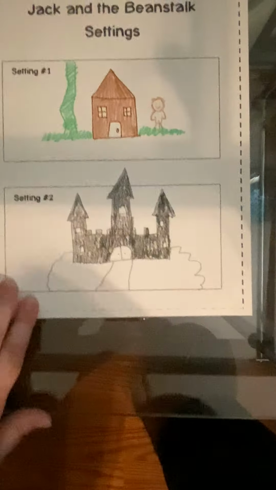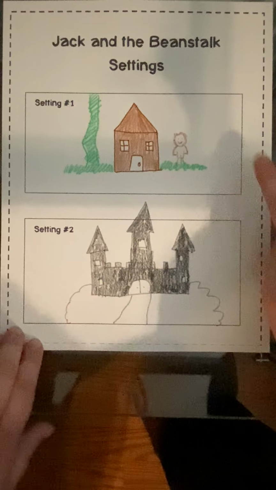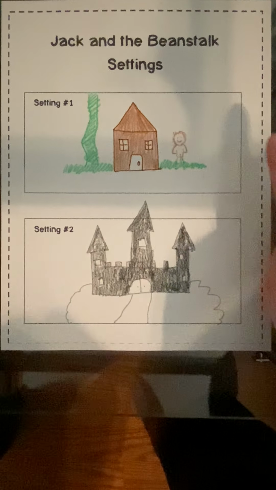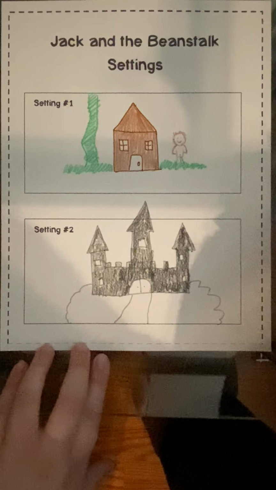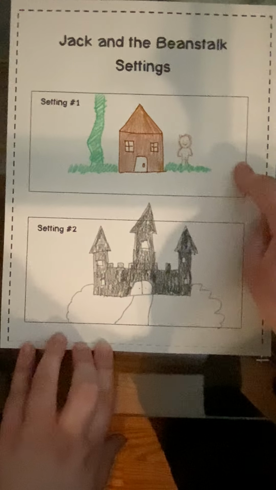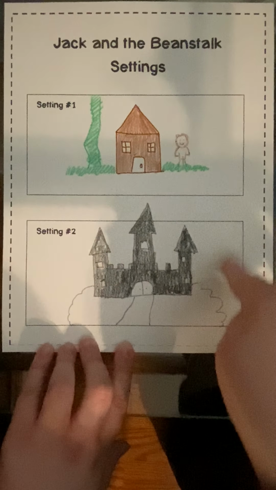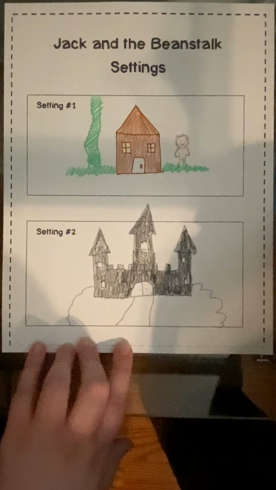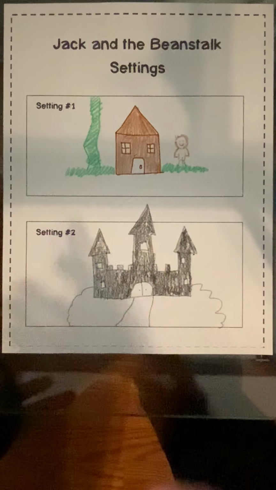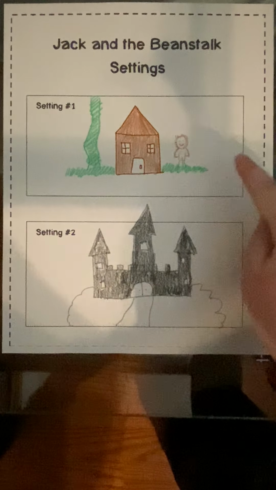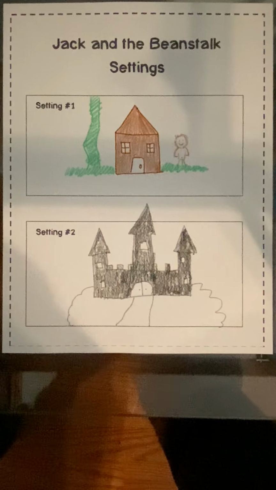So, we are done. We figured out the first setting in Jack and the Beanstalk was at Jack's house because that's where he is a lot. He started in his house, but then he went to the castle and he kind of switched back and forth. But they are both really, really important places in the story. And the story took place in Jack's house and it took place in the castle.